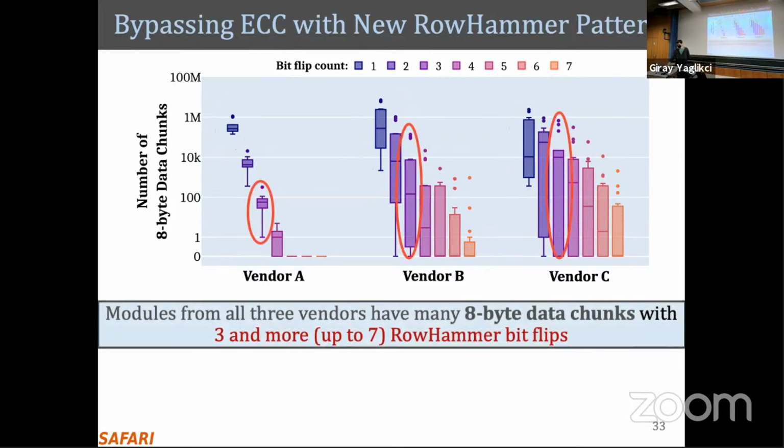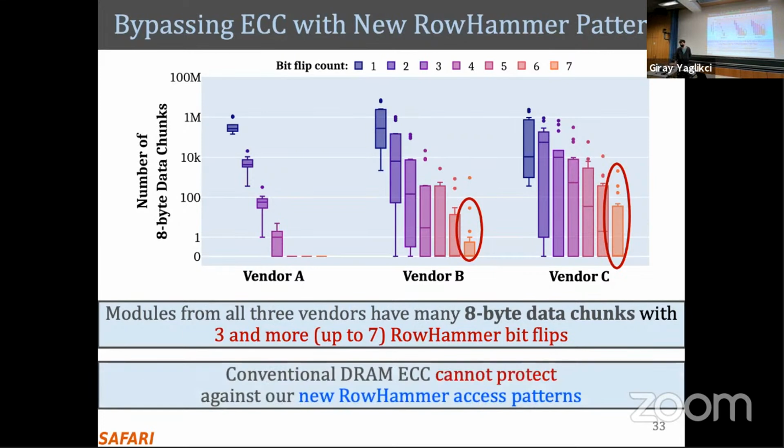However, our RowHammer access patterns can cause at least 3 bit flips in modules of all 3 vendors. Further, we see up to 7 bit flips in many data words, which the conventional ECC cannot correct or detect. And we conclude that conventional DRAM ECC cannot protect against our RowHammer access patterns.